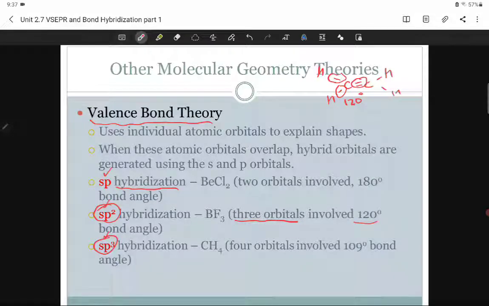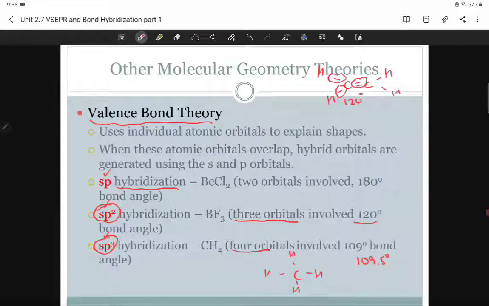sp3, a good example of that would be methane. It has 4 domains, 4 orbitals coming off the central atom. Those are always going to give you, I know I have 109 here. For this one in particular, CH4, it's actually 109.5, but 109 would be fine.